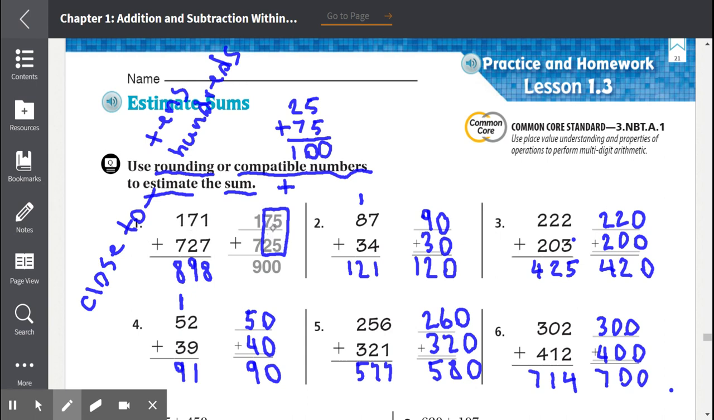And this one was a compatible number, but if we were to round it to the nearest tens, it would be 170. If we were to round this to the nearest hundreds, it would be 200. 727. If we were to round to the nearest tens, it'll be 720. If we round it to the nearest 100, it'll be 700. Whenever we try to get an estimate, we try to get it as close to the actual answer as possible. So rounding to the nearest 10 is more precise, more exact. Rounding to the nearest hundreds is okay for the bigger numbers.